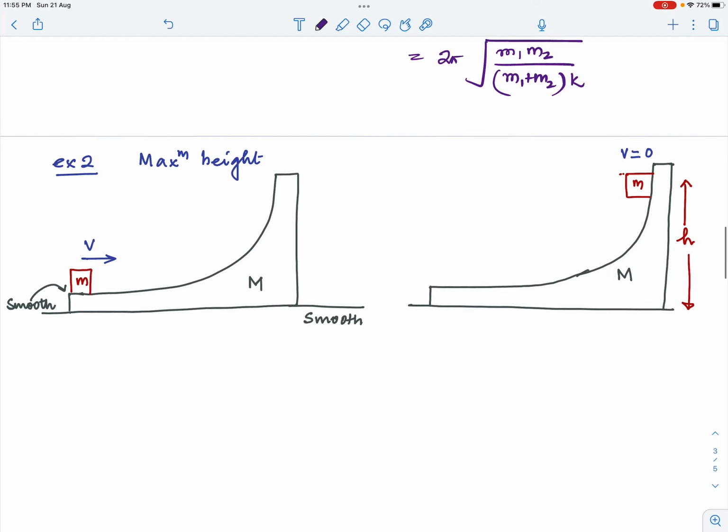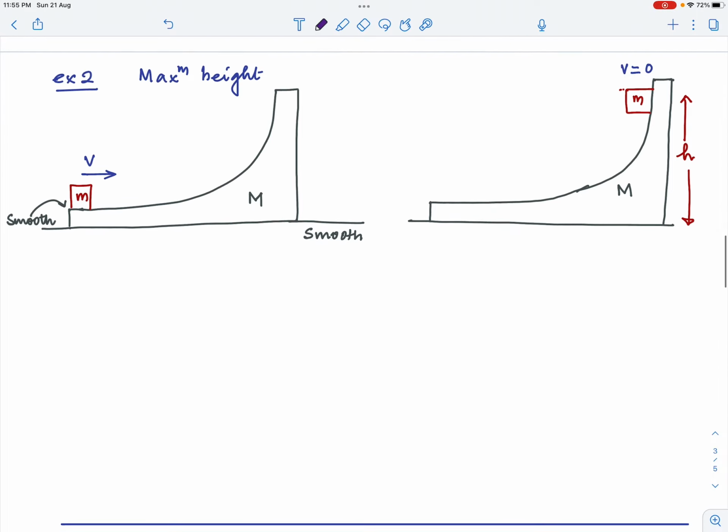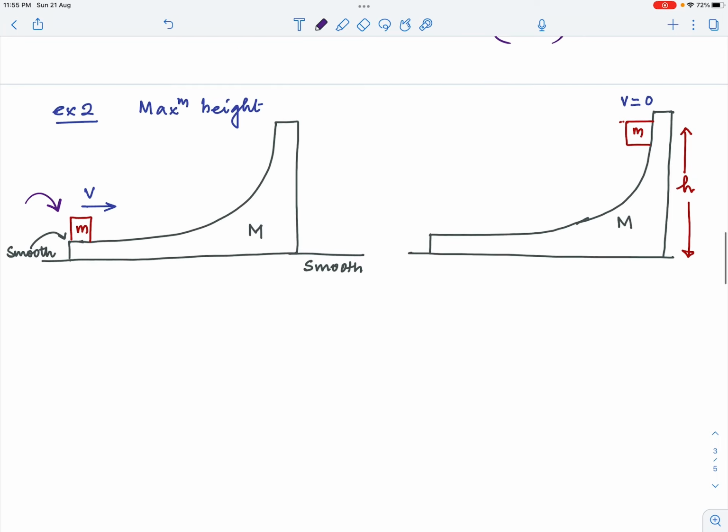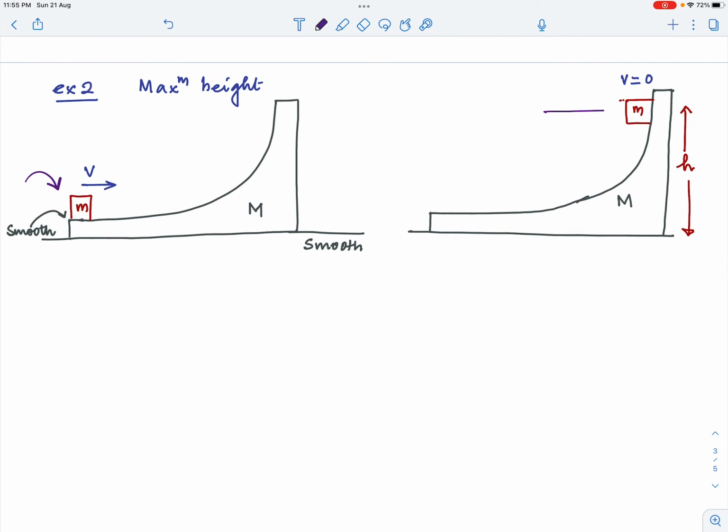Next set of application is for a question where you have a small block kept over a wedge which is movable on the surface on which it is kept, which is absolutely smooth, and there is no friction between the block and the wedge as well. And this block small m is given an initial velocity v, and you are supposed to find out the maximum height h to which the block will reach on the wedge.